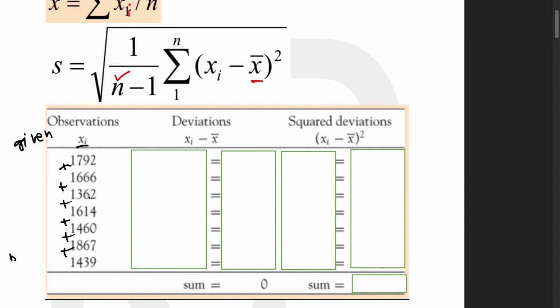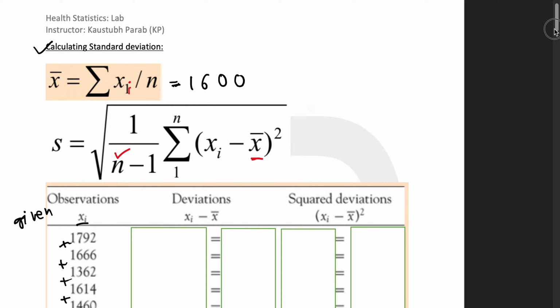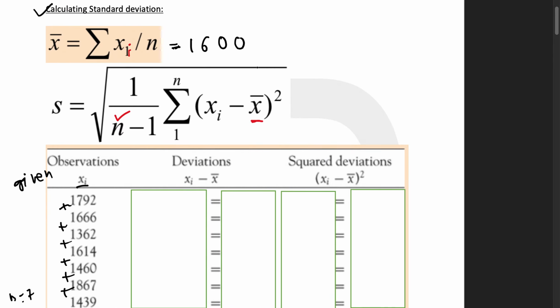And n in this case is nothing but 7, because you have 1, 2, 3, 4, 5, 6, 7 data points. So you know the n is 7. Once you know this sum, just divide that sum by 7, and you should be able to get the x bar value as somewhere around 1600. I'm not going to go over detailed calculations because I think it's pretty simple for calculating the mean. That is simply adding these numbers and dividing by the total number of data points. So now you also know the x bar.